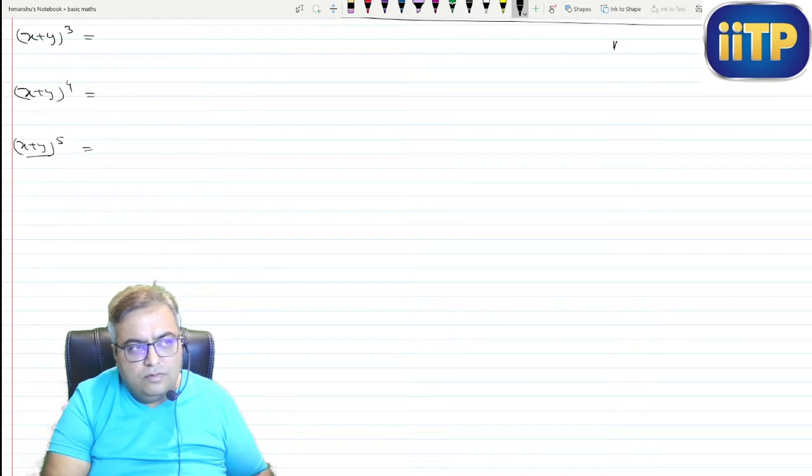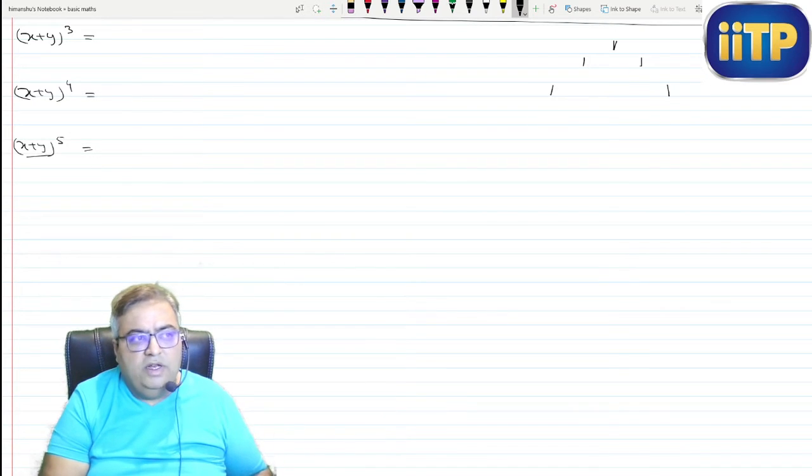Write 1, then write 1 1 over here. The corners have to be 1. Now 1 plus 1 is 2, like this. Again the corners will be 1. 1 plus 2 is 3, 2 plus 1 is 3. Now again the corner is 1. 1 plus 3 is 4, 3 plus 3 is 6, 3 plus 1 is again 4.